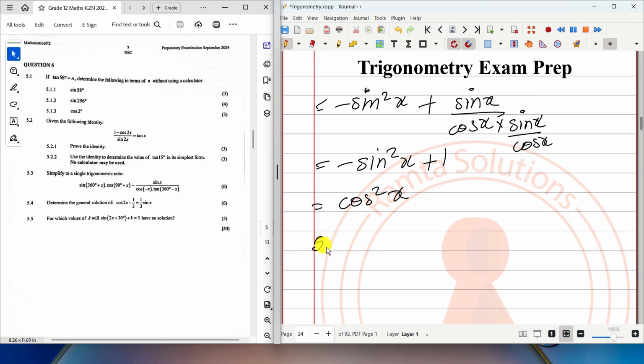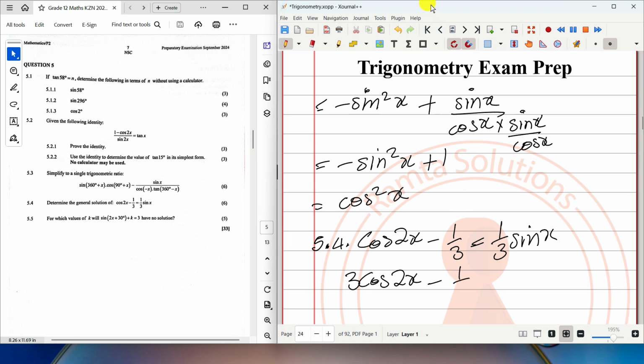Now let's see 5.4, the general solution. Let's see, cos 2x minus 1 over 3 is equal to 1 over 3 sine x. Let's multiply by 3 throughout. It'll be 3 cos 2x minus 1 equals sine x.